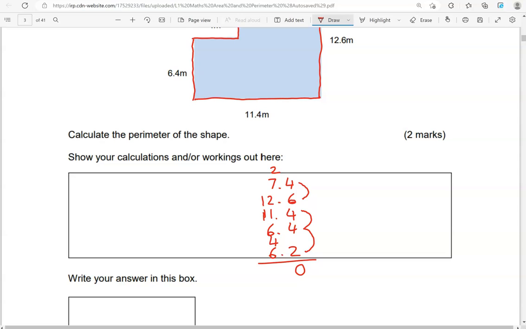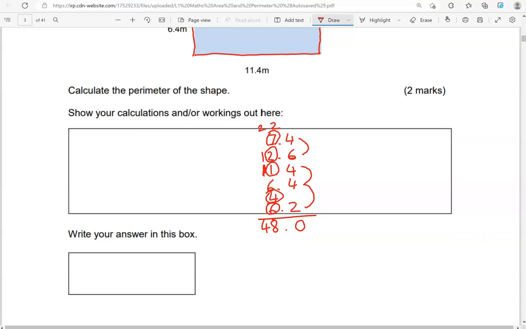Again, we've got 6 and 4, which is 10. And then we can make 10 with 7, 2, and 1. So we've got 10 and 10, which is 20, and the 6 makes 26, and the 2 makes 28. So 8 down, 2 carried over. 2, 3, 4. So this is 48.0 or 48 meters.